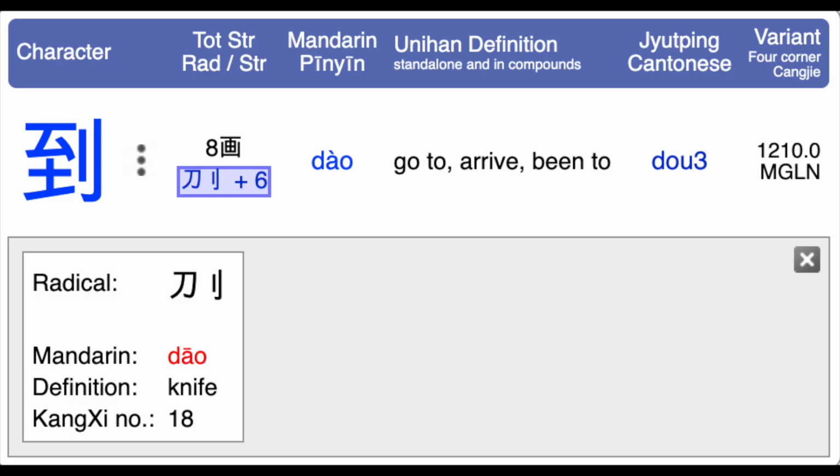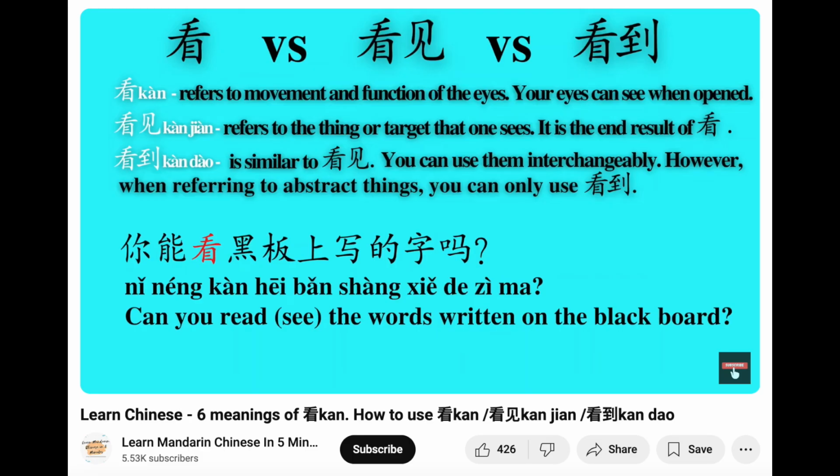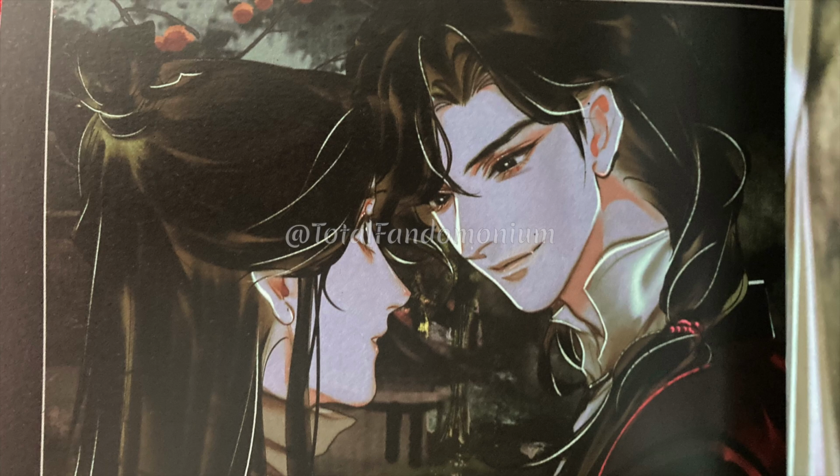The second character, dao, means arrive or reach, but additionally it gives a sense of completion or finality. For example, take the word kan dao. Kan as a verb means to look at something, but kan dao means you are able to see what you are looking at.